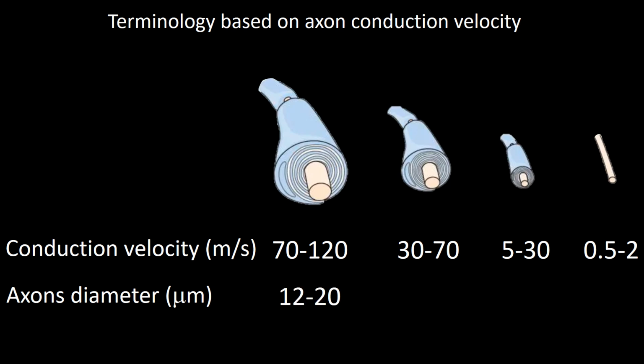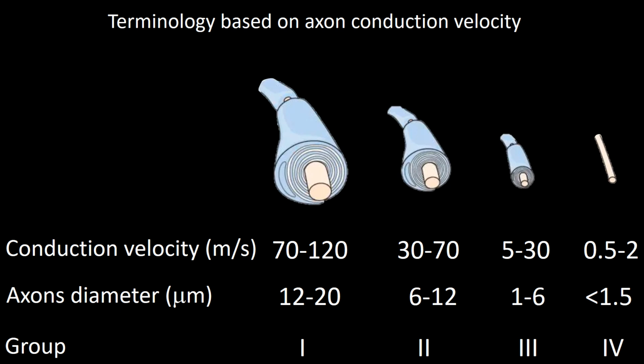The fastest have a diameter between 12 and 20 micron. Next one, 6 to 12. The least myelinated, 1 to 6. And non-myelinated, less than 1.5 micra. The thickest fibers are called 1, the next one 2, the next one 3, and the non-myelinated fibers 4.